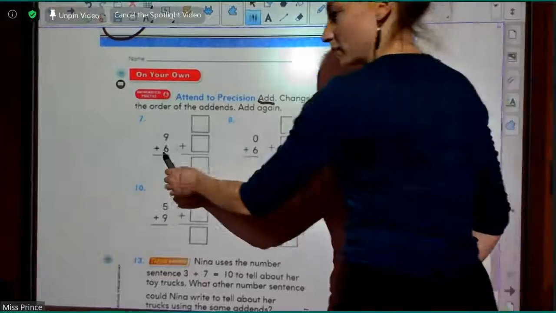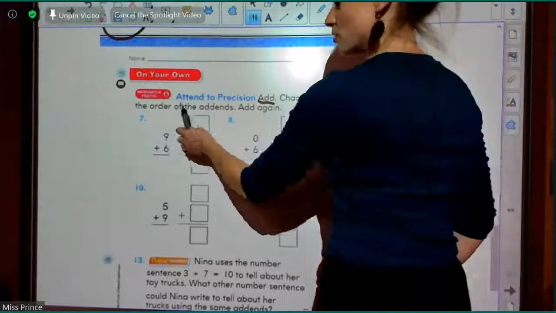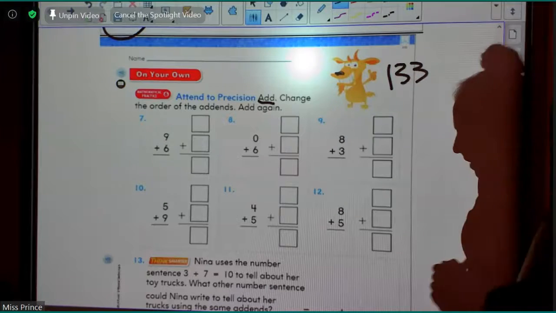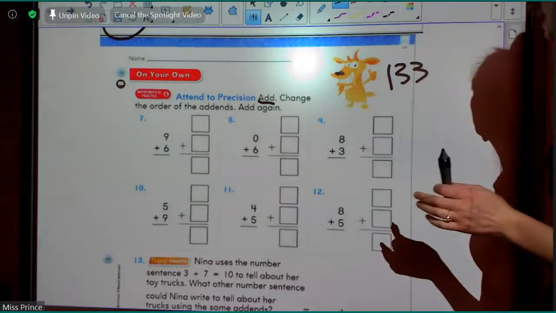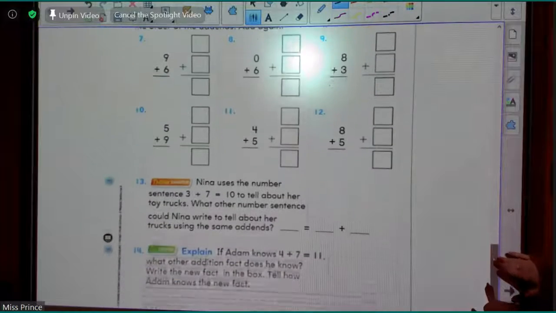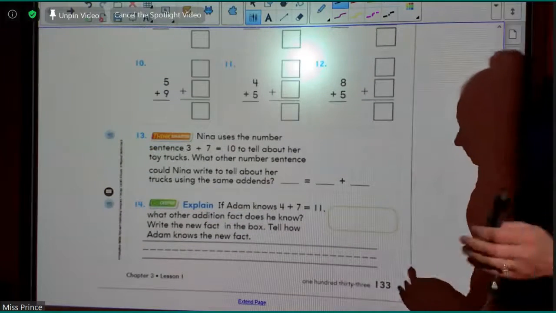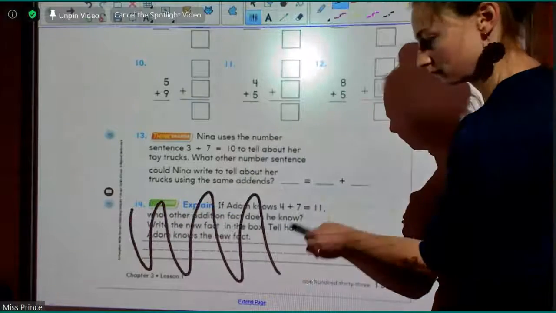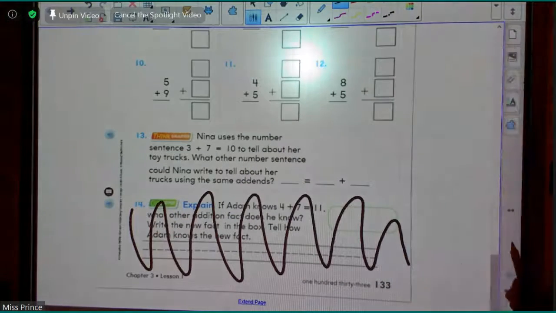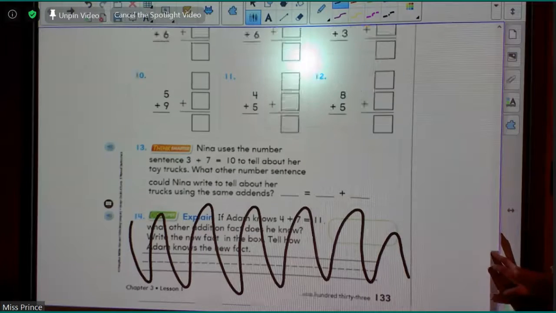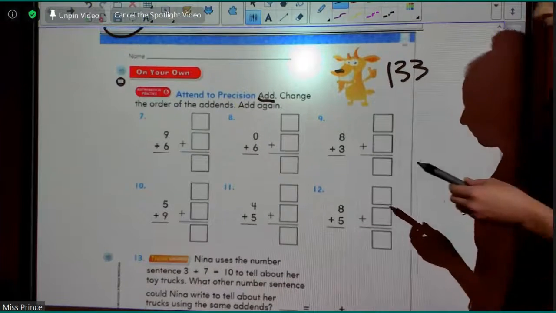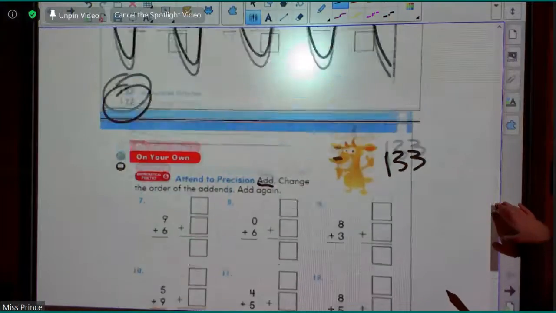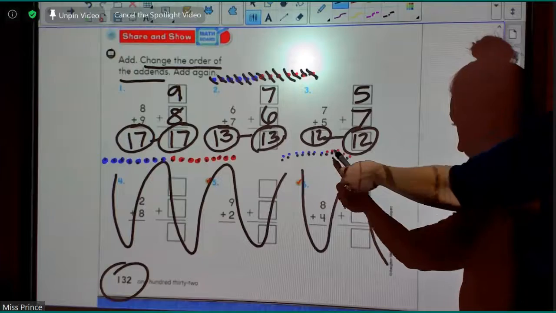Add. So we can see that we're adding each time. Change the order of add-ins and add again. So we are doing exactly what we just did last time. Now watch what I'm doing. If I cross a problem out on my book, that means that we are not going to be doing those because it won't be on your test. So go down to the way bottom where it says 14. Squiggle it out. All right. We're going to do exactly what we just did up here. So you're going to need your blue crayon and your red crayon.